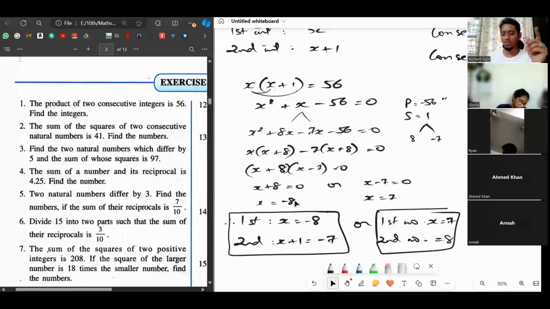So don't think your answer is minus 8 and plus 7. That is not your two numbers. Those are the two values of x. Your two numbers are found when you substitute that value of x in your first number and second number. That's why it is important to write in the beginning: first number you took as x, second number you take as x plus 1. Okay, complete this and then do the second one.